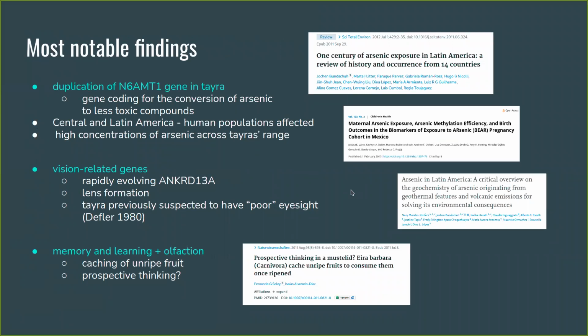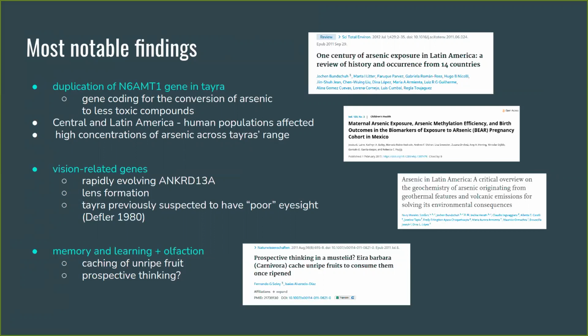Just a couple more notable findings for a concluding slide. In Thyra, we specifically found a duplication of the gene that you can see here. This gene codes for the conversion of arsenic to less toxic compounds, and this came as a surprise to me when I first found it in Thyra. But after literature research, I noticed that high concentrations of arsenic are actually not a new thing for Central and Latin America, which is the home range of Thyra.